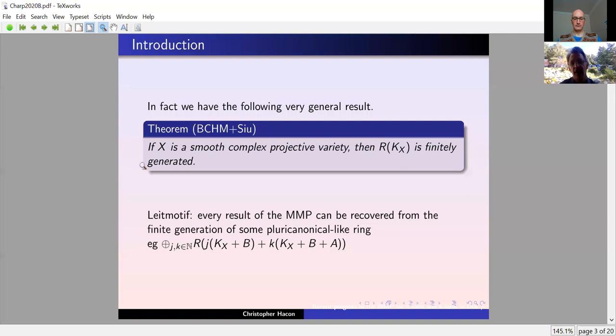And in some sense, almost every result of the minimal model program, like existence of flips, of divisorial contractions, and other statements, like the cone theorem, can be recovered from statements about finite generation of some pluricanonical-like ring. So maybe you're considering some KLT pair (X, B), or a log canonical pair, and maybe you don't just need to know that the ring corresponding to K_X + B is finitely generated, but maybe you need to know that some kind of Cox ring involving both K_X + B and K_X + B plus an auxiliary, maybe ample divisor A is finitely generated. But pretty much all statements of the minimal model program reduce to statements about finite generation of some pluricanonical-like object.